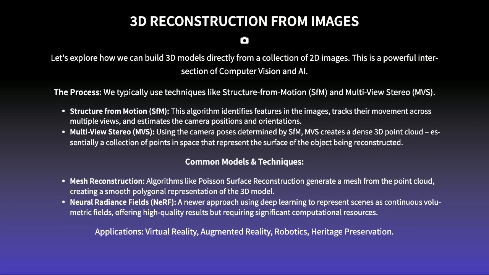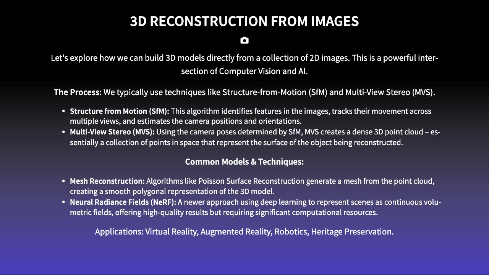Okay, so let's talk about building 3D models from pictures. Pretty cool stuff. Basically, we take a bunch of photos of an object from different angles and use some clever algorithms to stitch them together. We're talking about something called structure from motion, or SFM, which figures out where the camera was when each photo was taken. Then, multi-view stereo, or MVS, uses that information to create a 3D point cloud. Think of it like a really detailed map of the object's surface.